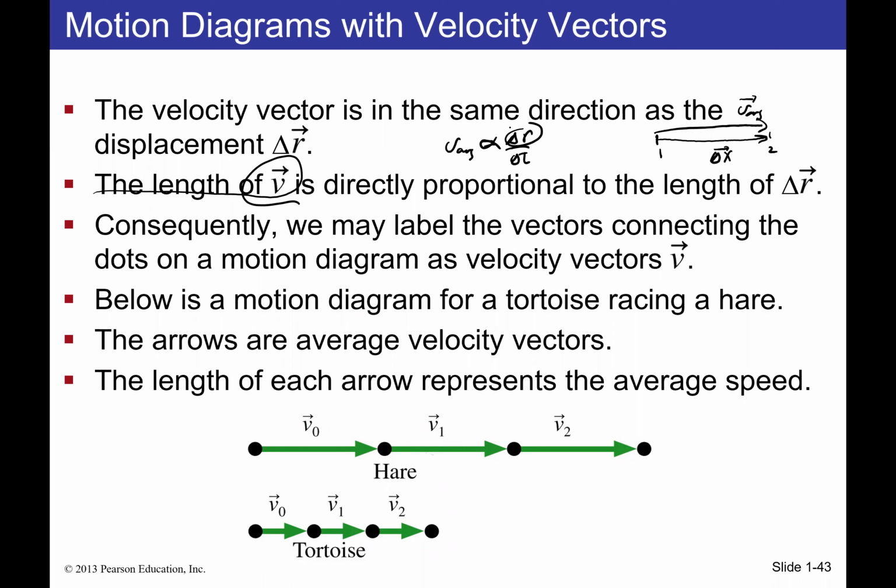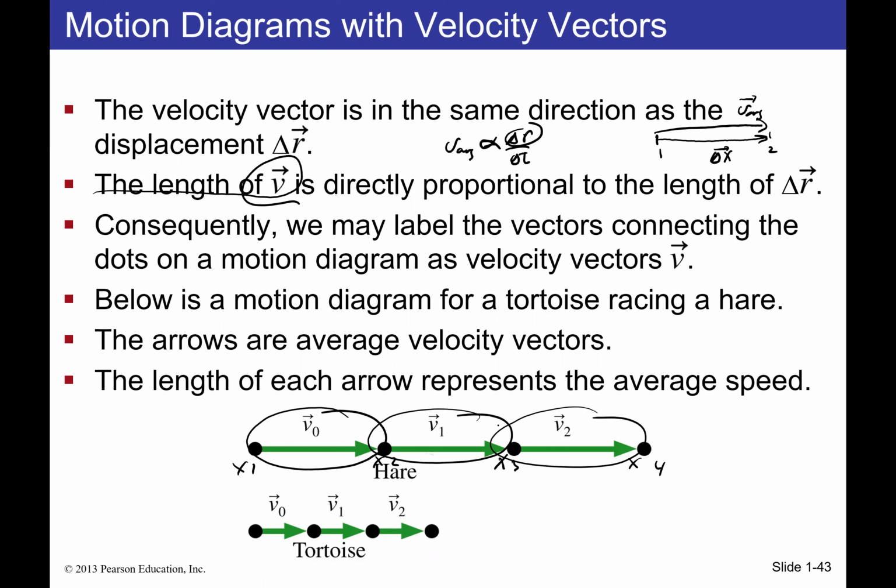Consequently, we may label the vectors connecting the dots in the motion diagram as velocity. So this is position 1, 2, 3, 4. So let's say x1, x2, x3, x4. For the distance between those positions, I can use the vector representing velocity rather than displacement, because it's easier to look at the velocity vector to understand the motion. Because look at this. This is velocity going from x1 to x2. Velocity from x2 to x3. Velocity from x3 to x4.